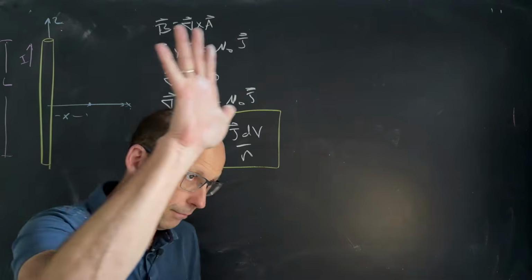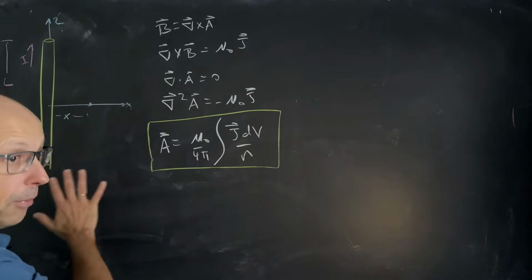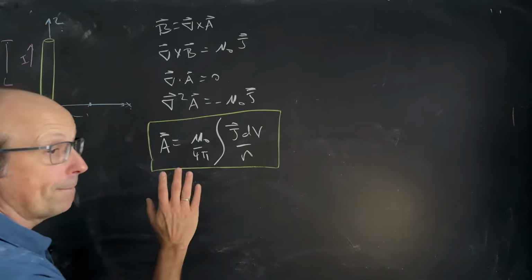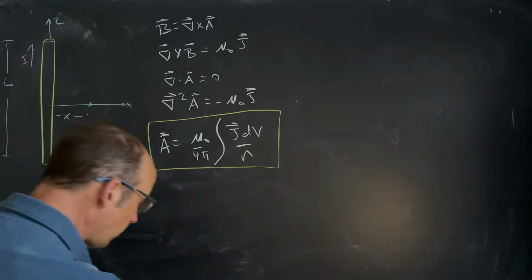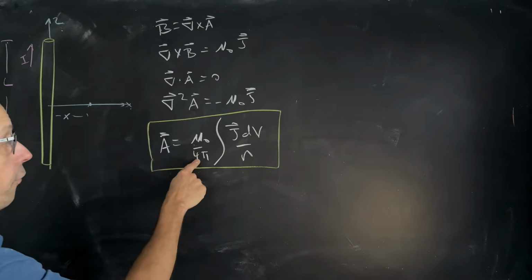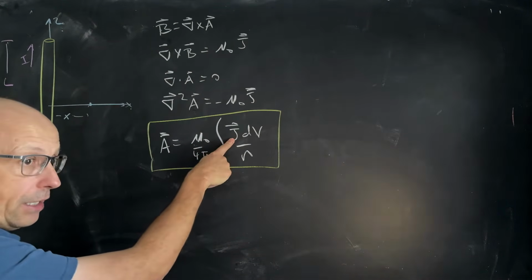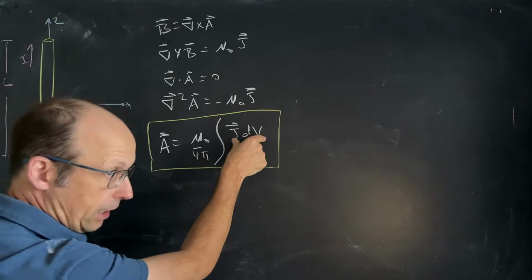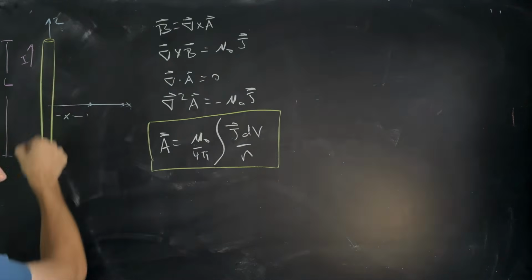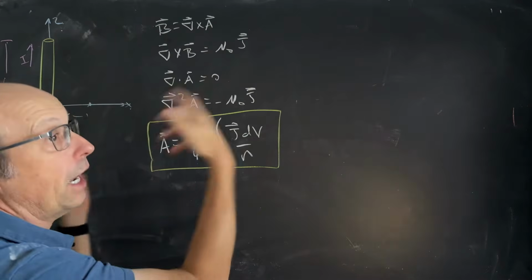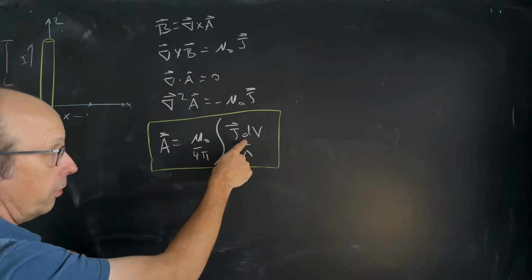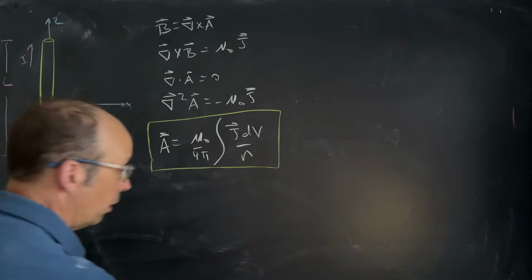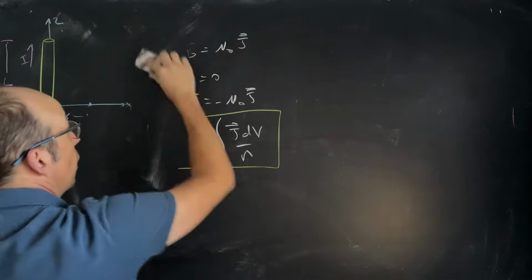Okay, let's get into it. We already did this, remember, so we can check our answer. But let's get started. Here we have mu naught over 4 pi, cool. J, we need to get J. Actually, we need J dV because we have a really skinny wire, so we don't really need to worry about how J changes over the volume. And then we need to calculate R. So let's do R first.